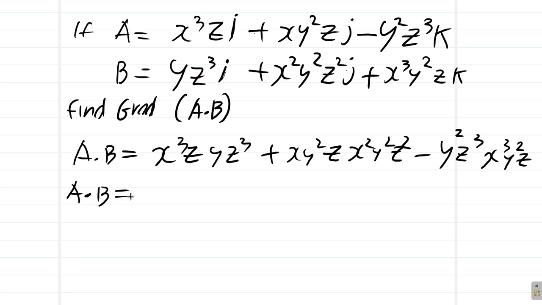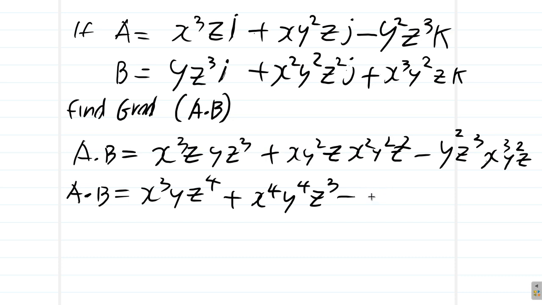So let's simplify it. A dot B is equal to, this would be x cubed y z to the 4, plus x squared by x squared, that's x to the 4, y squared by y squared is y to the 4th, z by z squared, that's z cubed, minus, and you have x cubed times y to the 2 by y to the 2, y to the 4th, times z cubed by z is z to the 4th. So that's what you have.